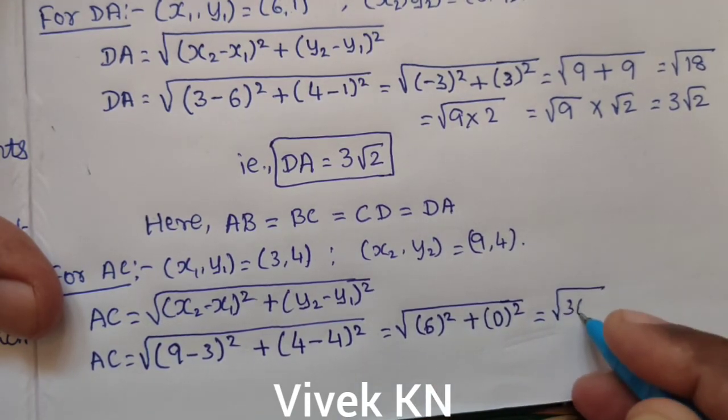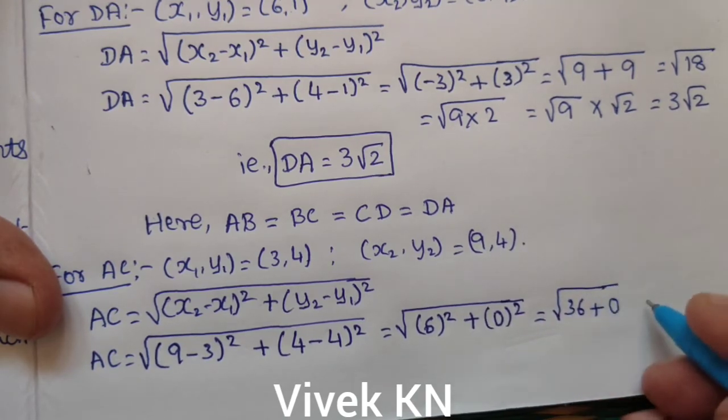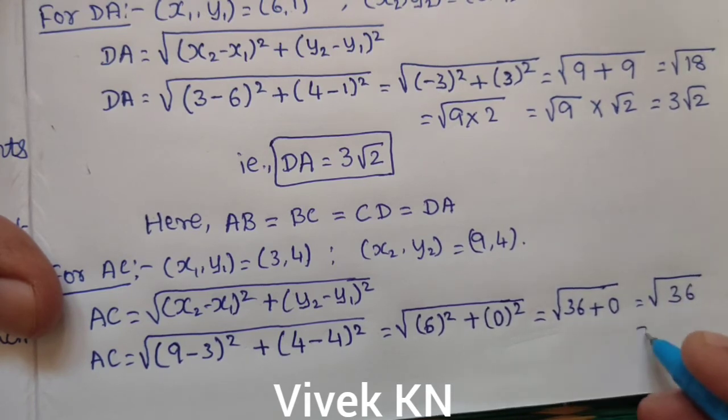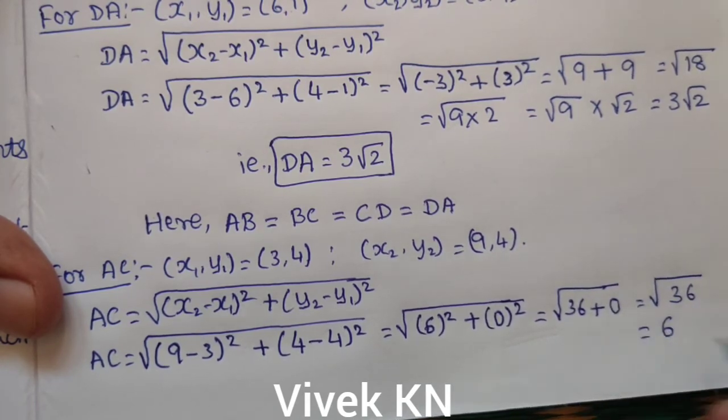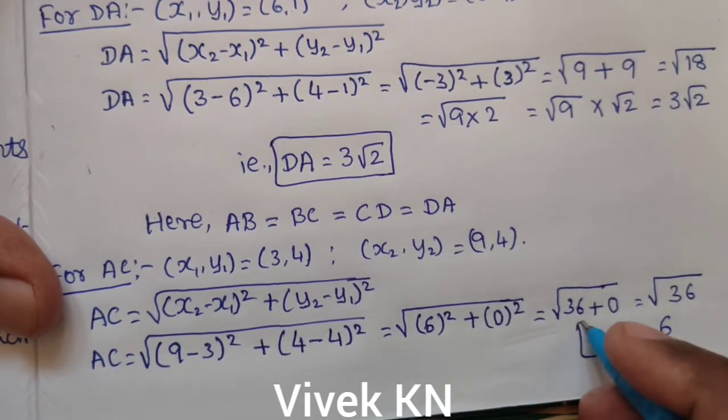which is equal to the value of 6 square is 36. The value of 0 square is 0 only. That is under root 36. The value of root 36 is 6. That is, the distance between the points AC is 6.